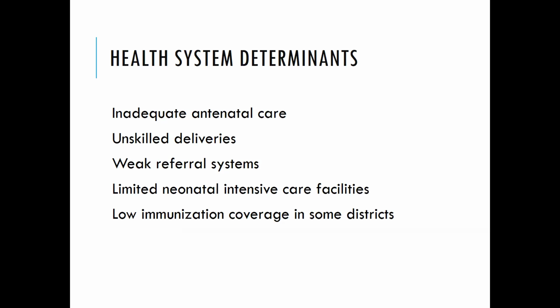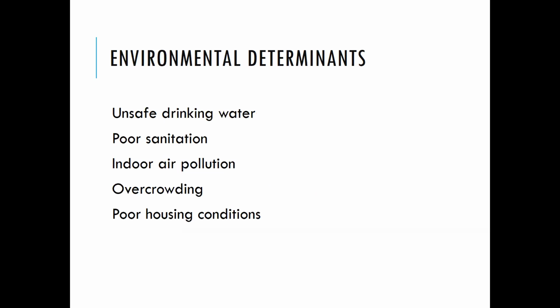These are some of the health system determinants, which include inadequate antenatal care, unskilled deliveries, weak referral systems, limited medical intensive care facilities, and low immunization coverage in some districts. The environmental determinants include unsafe drinking water, poor sanitation, indoor air pollution, overcrowding, and poor housing conditions.